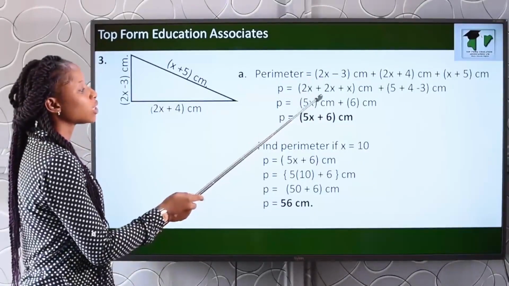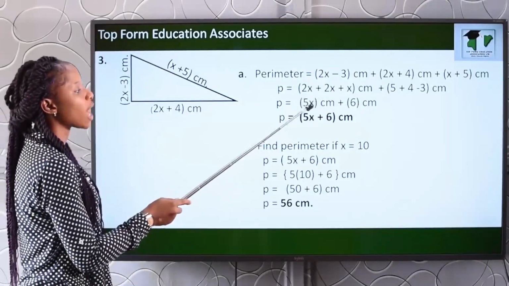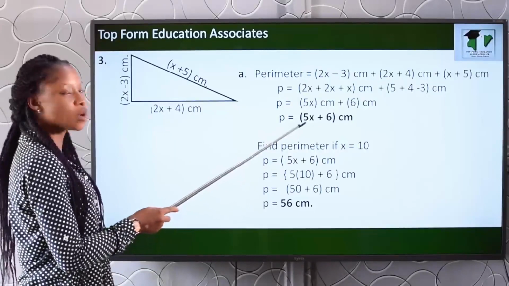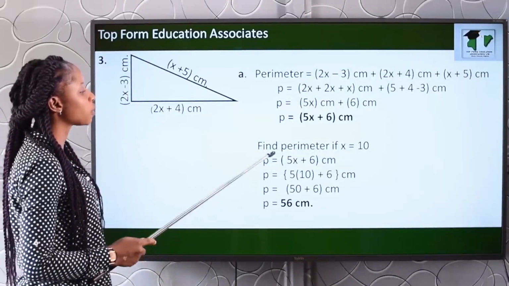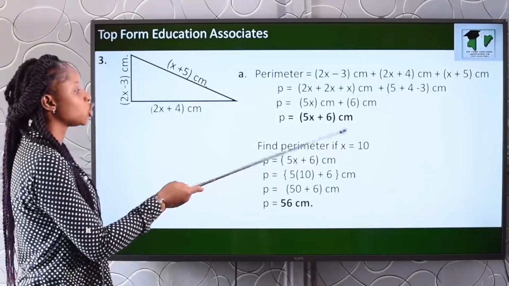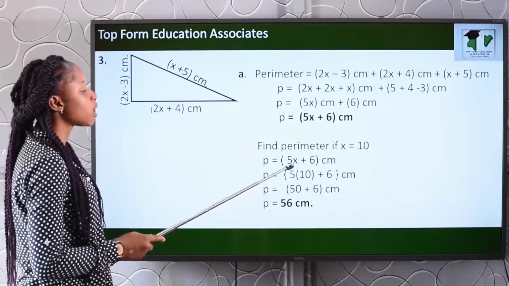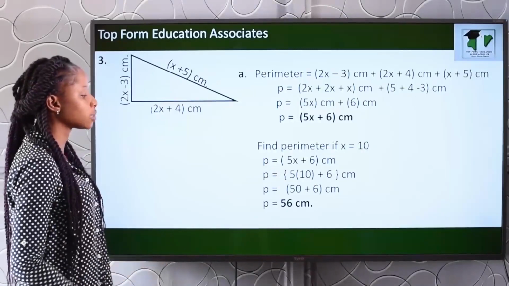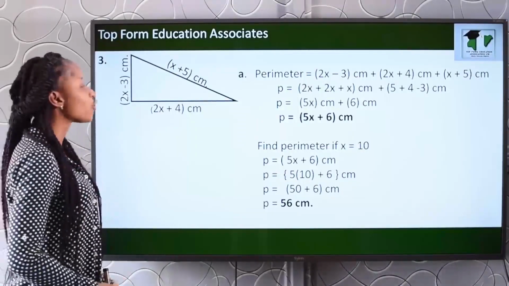When we do that, we add all the values carrying x to simplify our answer. We have 5x centimeters plus 6 centimeters. So therefore, P is equal to 5x plus 6 centimeters. Now, we're asked to find the perimeter given that x equals 10. Very simple. We substitute the value of x into this equation. P becomes 5 multiplied by 10, which is the x here, plus 6 centimeters. The final answer is 56 centimeters. If you got that correct, please put your hands together for yourself.